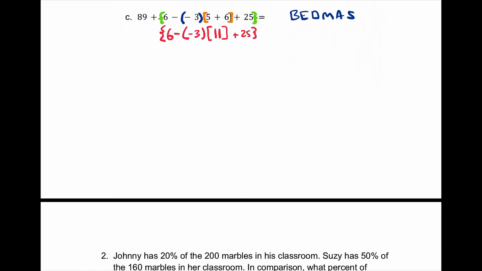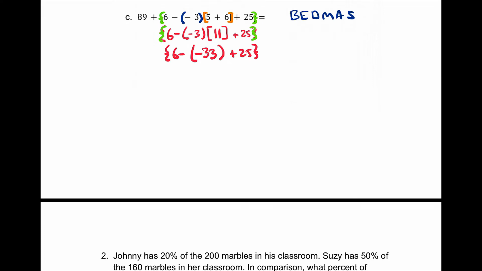So now that we're inside these green brackets, that's what we're working on right now, we're going to see if there are exponents. No, there are no exponents. Is there division and multiplication? Yes, I've got a negative 3 times an 11. Okay, so negative 3 times 11 is negative 33. And again, I'll just sort of keep that in a bracket, and everything else is going to come down.